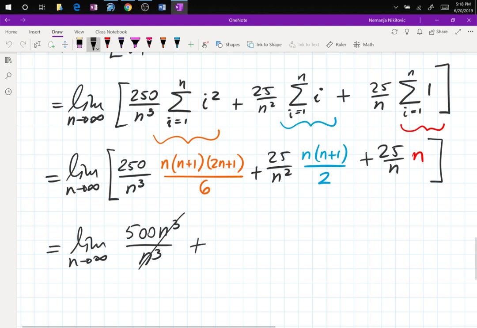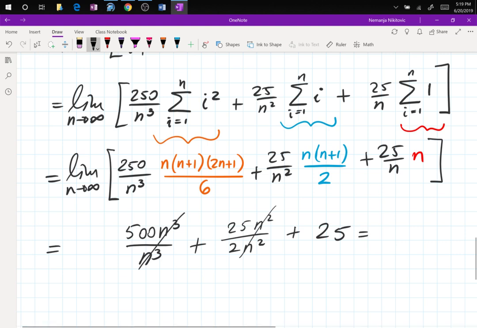Plus, oh, we don't need the limit, sorry. Plus, over here you have 25n squared divided by 2n squared. The n squared cancel. And finally, these guys cancel, you just have 25.